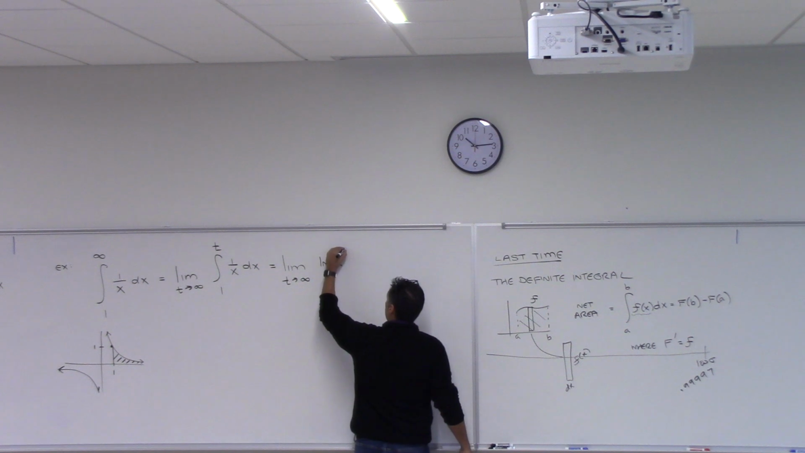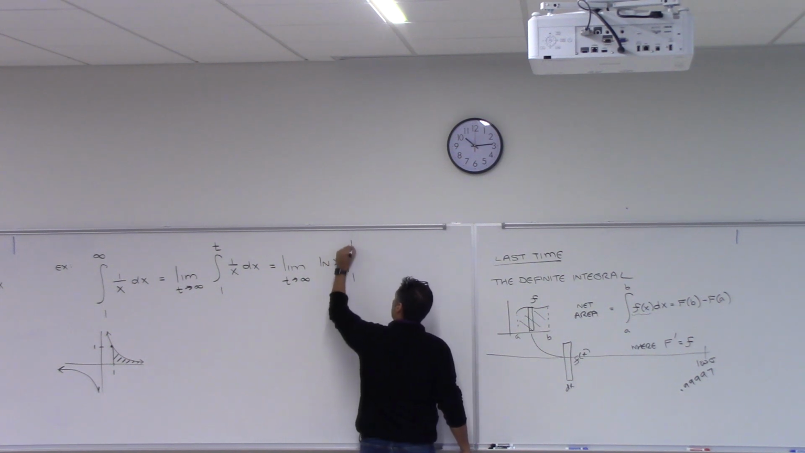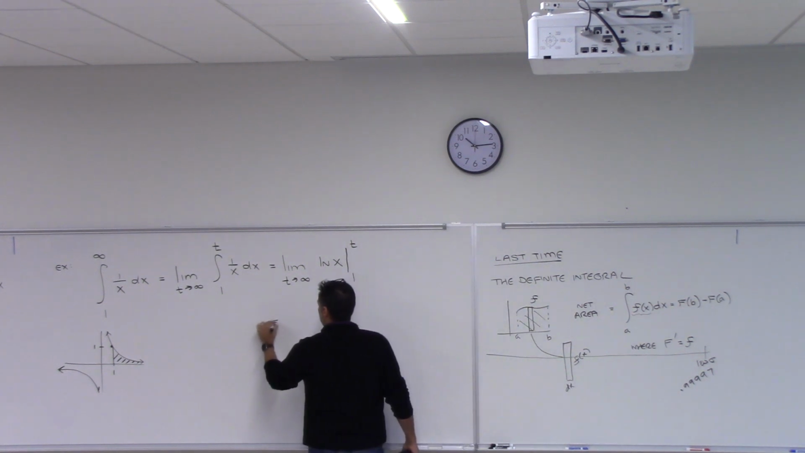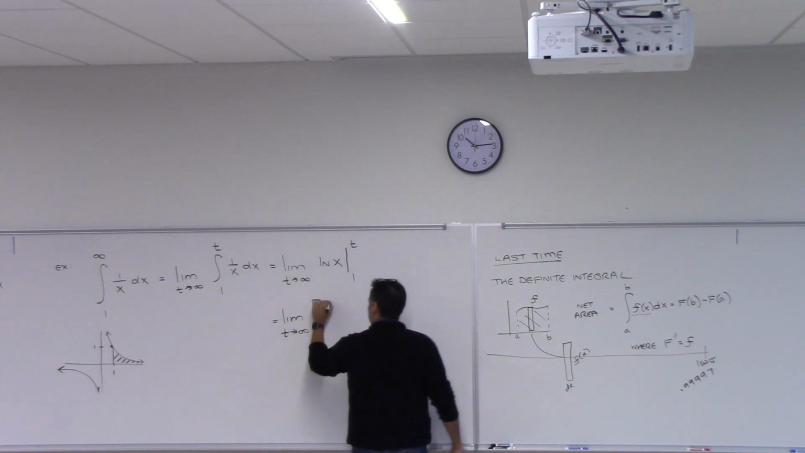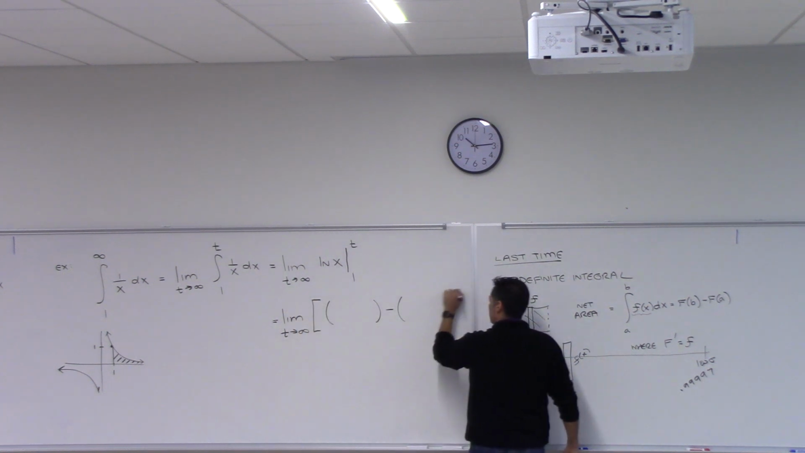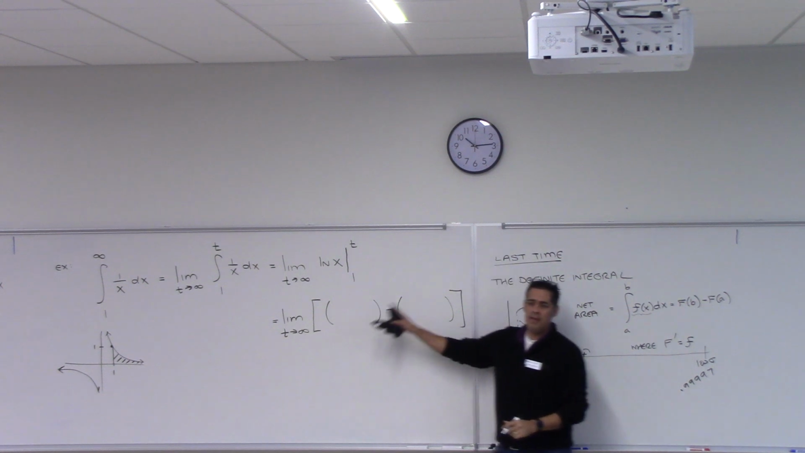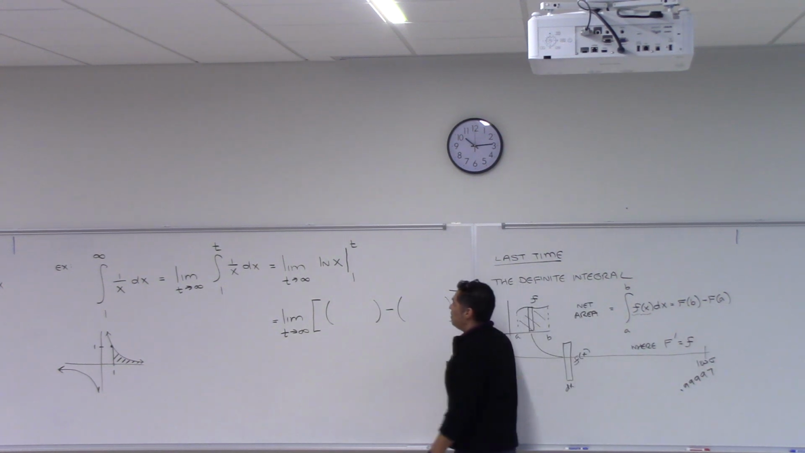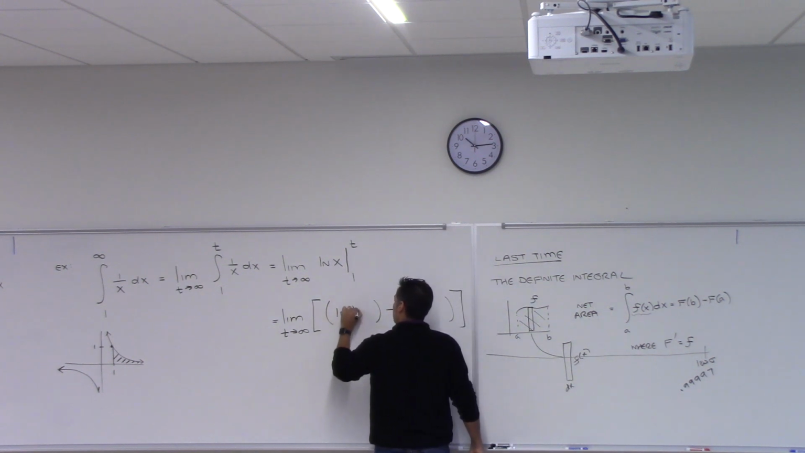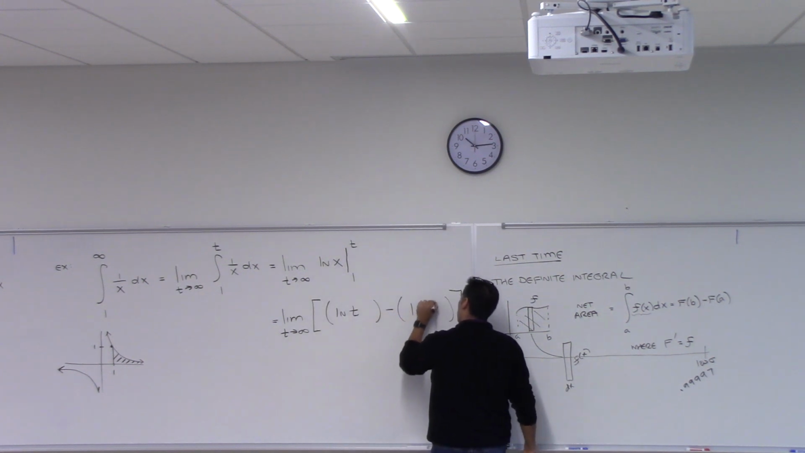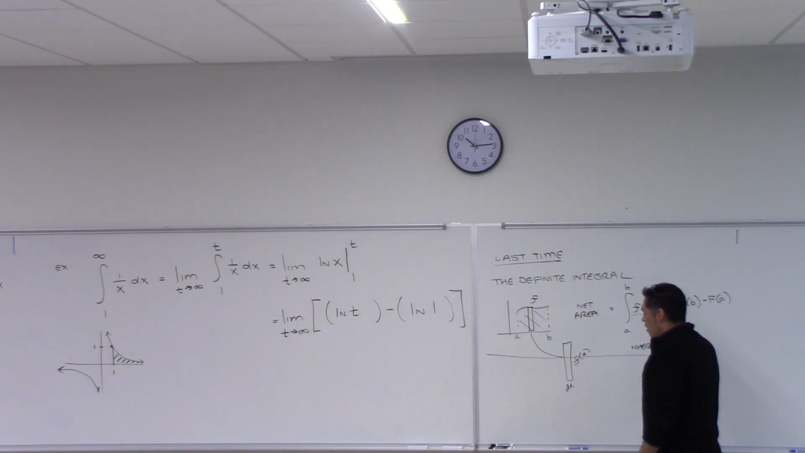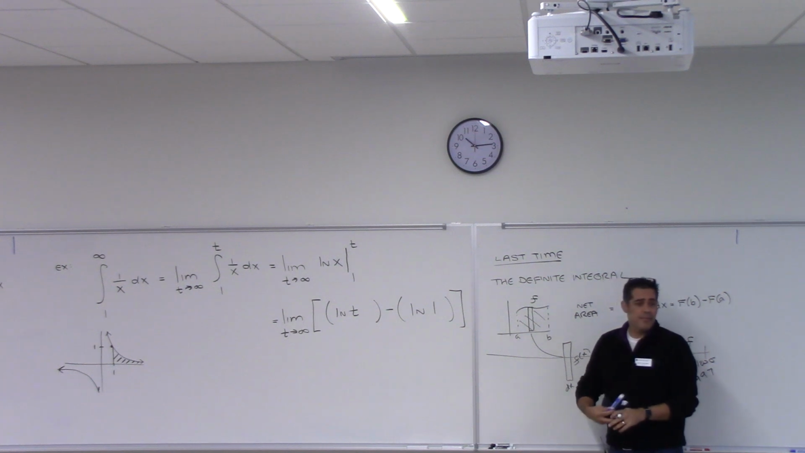Okay, so I still need the evaluation bar. I put 1 to t here, right? And now limit as t goes to infinity. I'll do a bracket, a set of parentheses here and there. This is going to be my capital F of b minus capital F of a, fundamental theorem. All right, let's plug t in. I get natural log of t. Let's plug in 1. I get natural log of 1. And now I have to let t go to infinity.